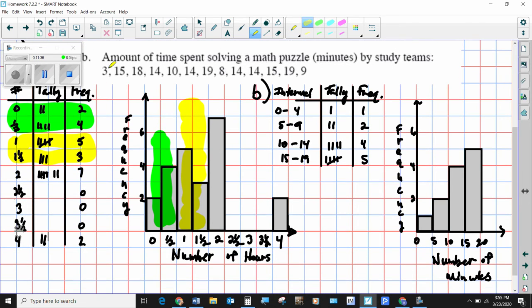Same thing applies for the amount of time spent on a math puzzle. I just decided to go 0 to 4, 5 to 9, 10 to 14, and 15 to 19 because the highest number was 19, and all of them would fit into those 4 intervals. And so that's how I set these up. So we're actually counting bin widths of 5. And then the 15 to 19 would be the last one that we would need. We would not need to go into the 20s.